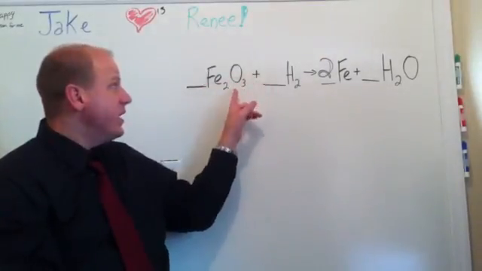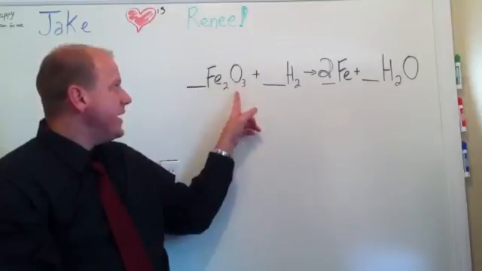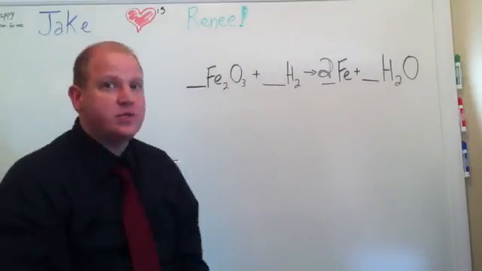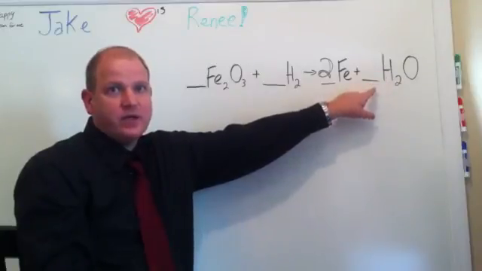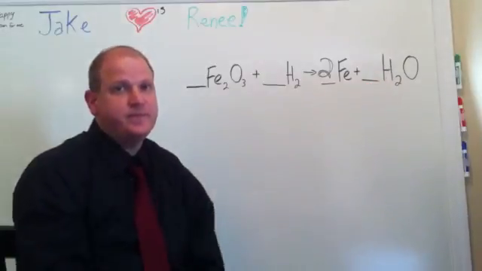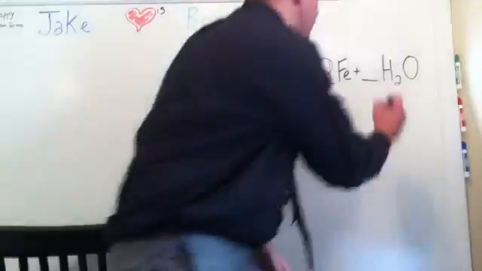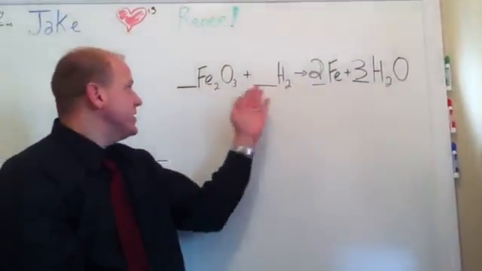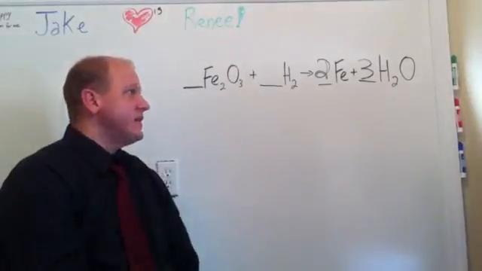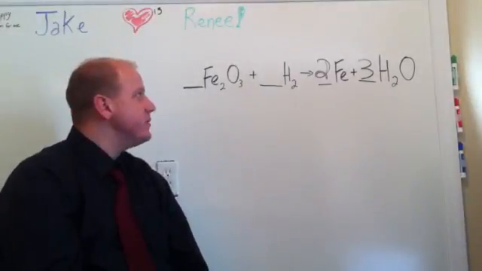I'm going to start with my O's this time. Now here I have 3 oxygen molecules. On my other side I have 1 oxygen molecule. So what can I multiply that 1 oxygen molecule by to get 3? 3. Good. So I'm going to put the 3 up there. So now I have 3 oxygen, 3 oxygen. Those are balanced. So then all that's left is the hydrogen.